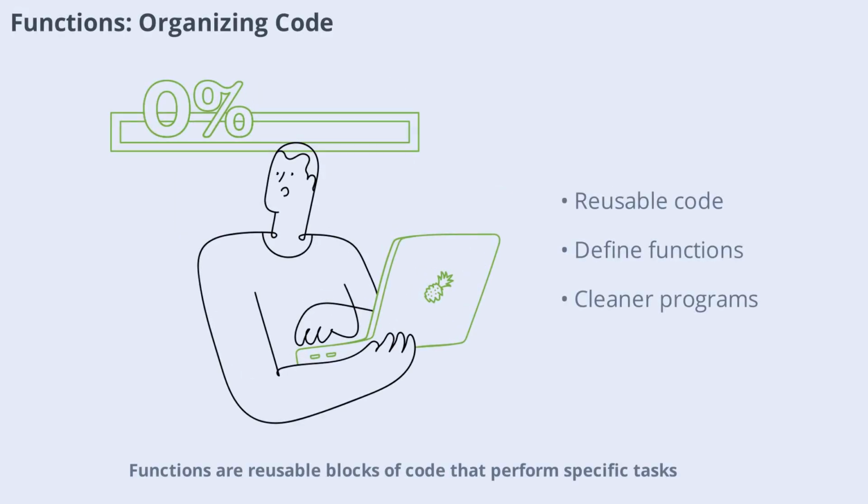Functions are reusable blocks of code that perform specific tasks. They help you organize your program and avoid repeating yourself. For example, you can create a function to add two numbers and then use it whenever you need to perform that operation. Functions make your code cleaner, easier to read, and simpler to maintain. In this scene, we'll show you how to define and use functions in Python.